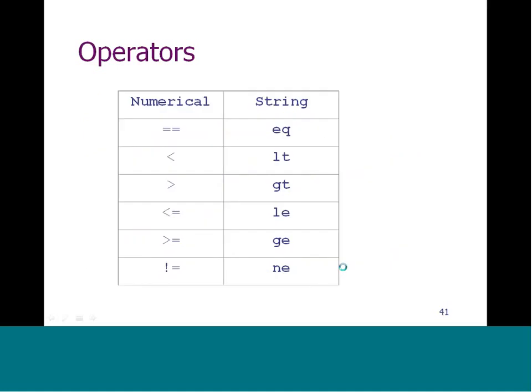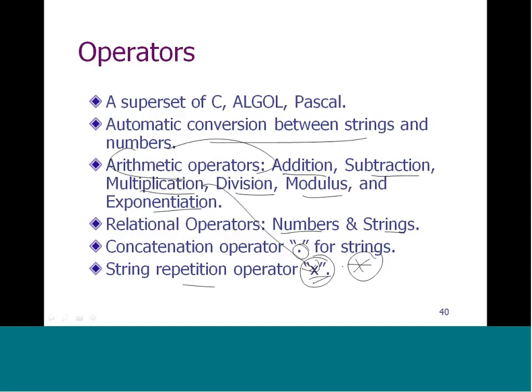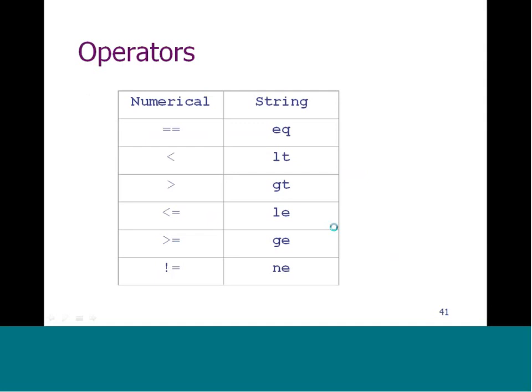This is the table that we saw previously, I think a couple of classes ago. I want to reiterate once again. In the relational operations, we have one set for numbers and one for strings. So this is the numeric relational set, and then this is for the string relational set.